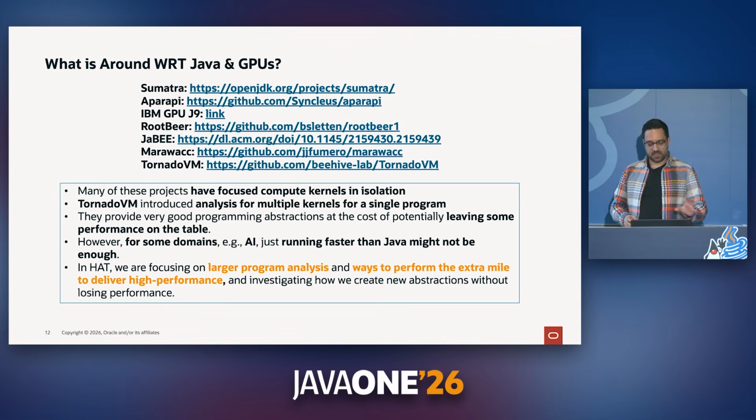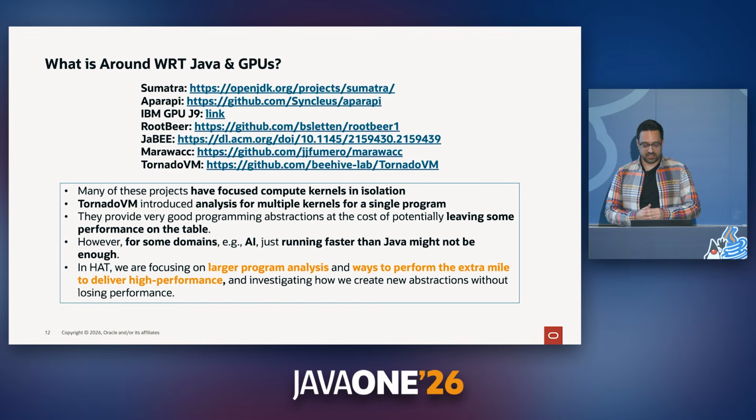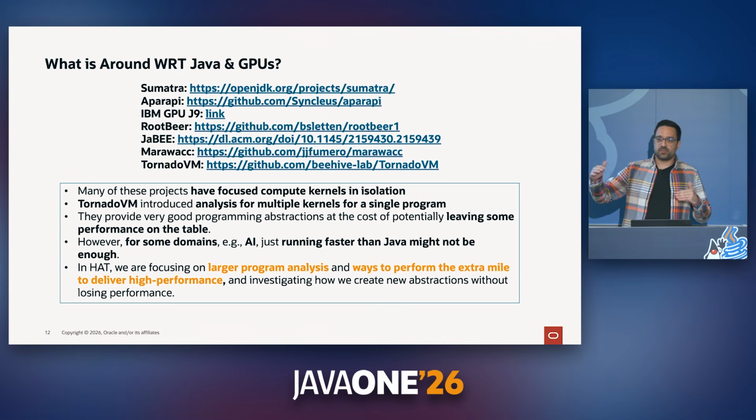TornadoVM did a step forward, let's say. What they did was to analyze not just a single kernel, but the ability to have all these kernels in a compilation graph, in a compute graph, and have a wider scope of analysis and execution. And that's very interesting. But many of these projects have very nice abstractions on top of Java, and on top of the GPU programming models. But they might be leaving some performance on the table, right? Just because they're creating these abstractions on top.